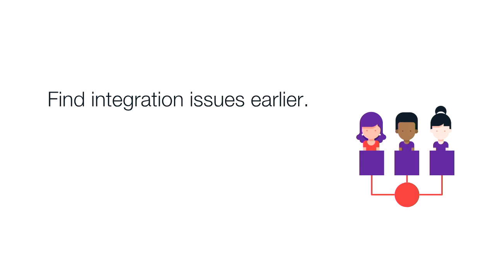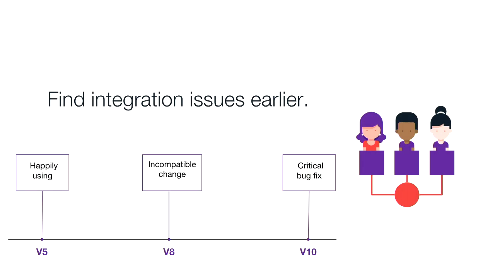Additionally, you want to find integration issues earlier. So for example, let's say I'm now a library user, and I'm using version 5, and I'm very, very happy. But then I find that version 10 actually has a critical bug fix. I want to upgrade, but then I find that version 8 introduced an incompatible change. Now, some months after this incompatible change, I'm now stuck.